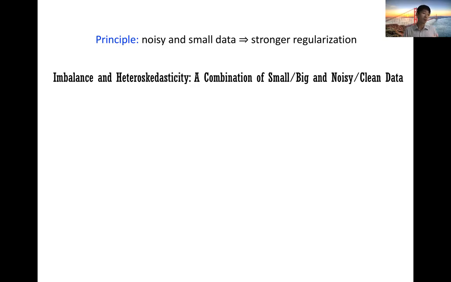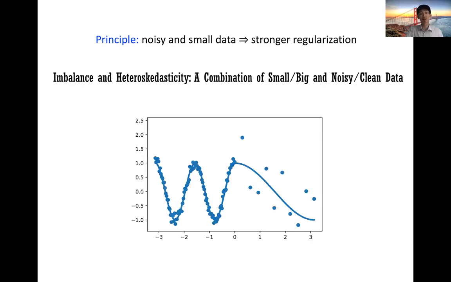However, the story is a little more complicated, as we have talked about, right? Imbalance and heteroskedasticity means that you don't have a uniformly small and noisy data. Some part of the data is small, and some part of the data is big data. Also some part of the data is pretty clean because those examples probably are very easy to label, but some part of the data are very noisy because those are very hard examples. So we have to be a little more clever about how we use regularization.